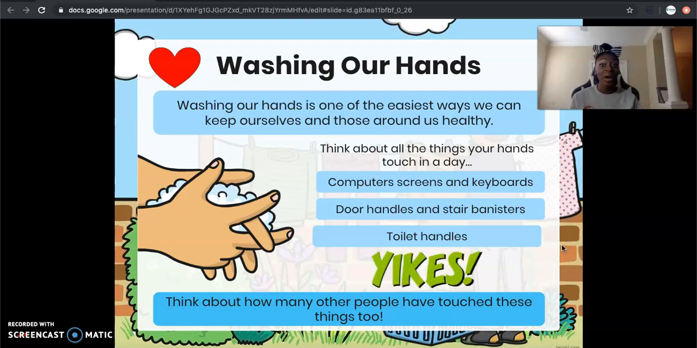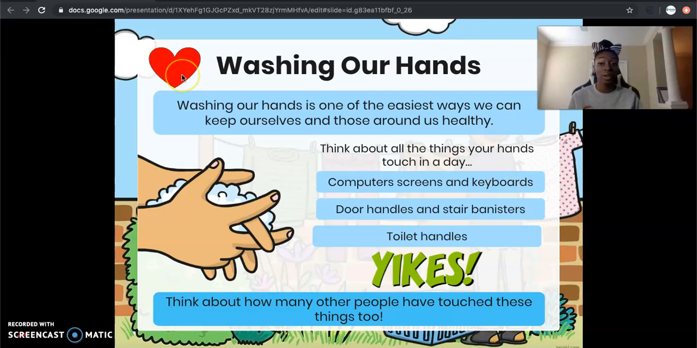Yikes. Think about how many other people have touched these things too. So if you flushed the toilet, think about how many other people may have flushed the toilet before you and after you. So that means these germs are getting passed from person to person to person to person. But washing our hands, that's the easiest way we can protect ourselves from those germs.